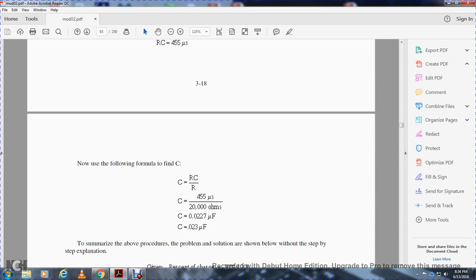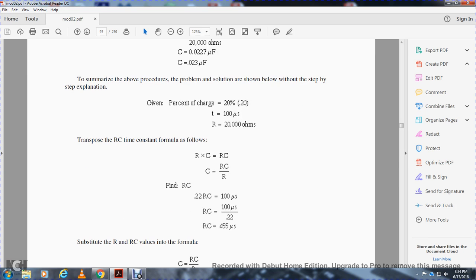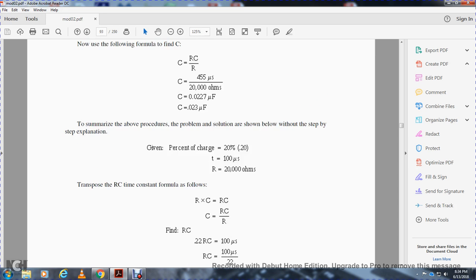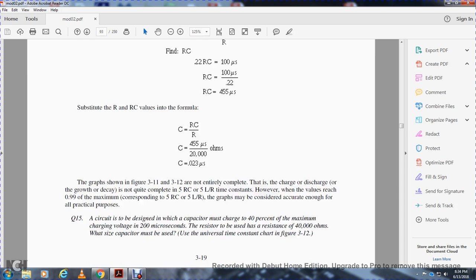Now use the formula for C, where C is equal to RC over R: 450 microseconds over 200 ohms, or 0.23 microfarads. To summarize the problem solution without the step-by-step explanation: 20%, 455 microseconds, and then 455 microseconds over 20,000 ohms gives 0.243 microfarads.